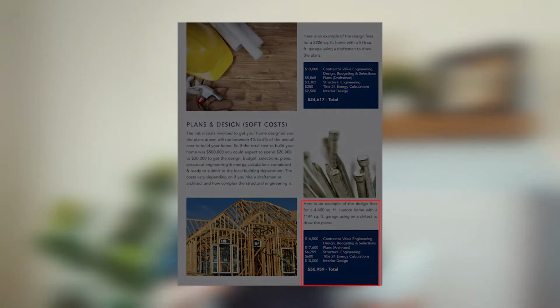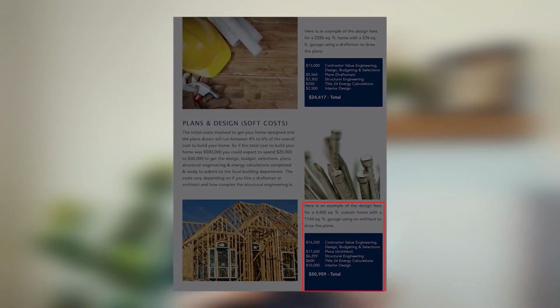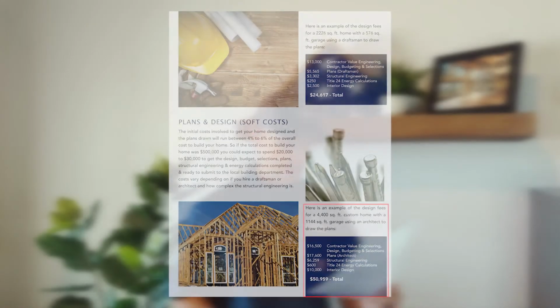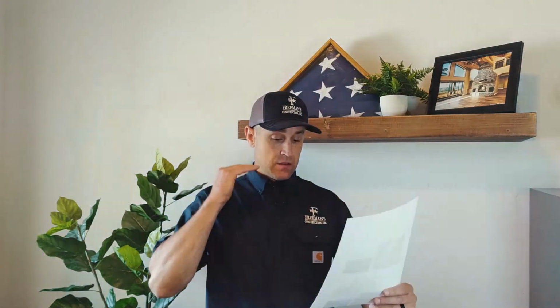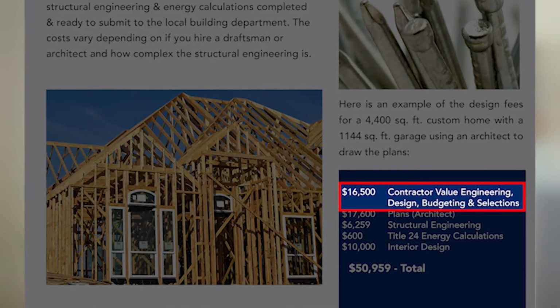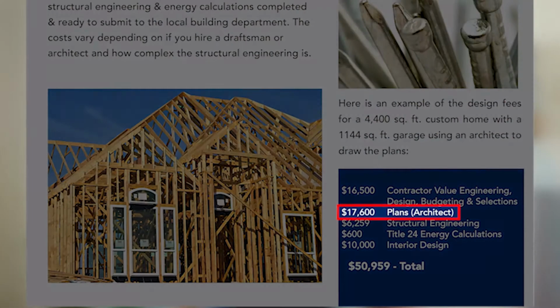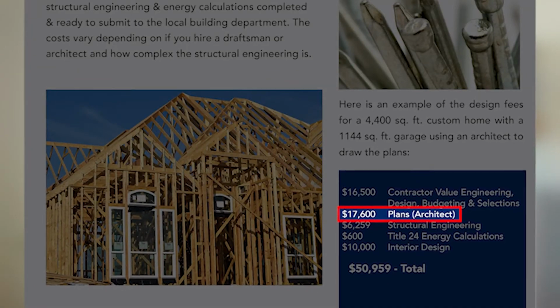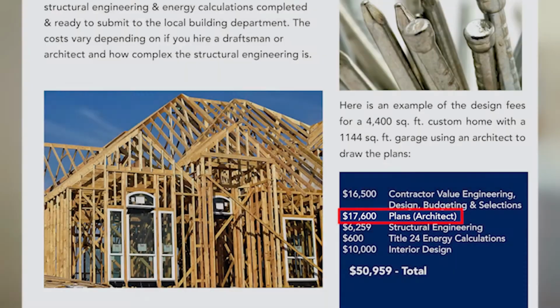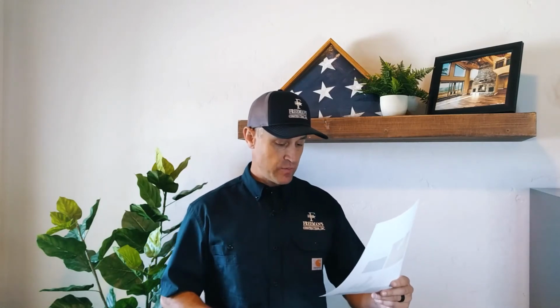Okay, example number 2. This is a 4,400 square foot home with an 1,144 square foot garage. The contractor value engineering, design, budgeting, selections, $16,500. Larger home, it's going to take more work. Plans for the architect, this is an architect drawing, $17,600. This is based on a $4 square foot fee by the architect to draw the plans.